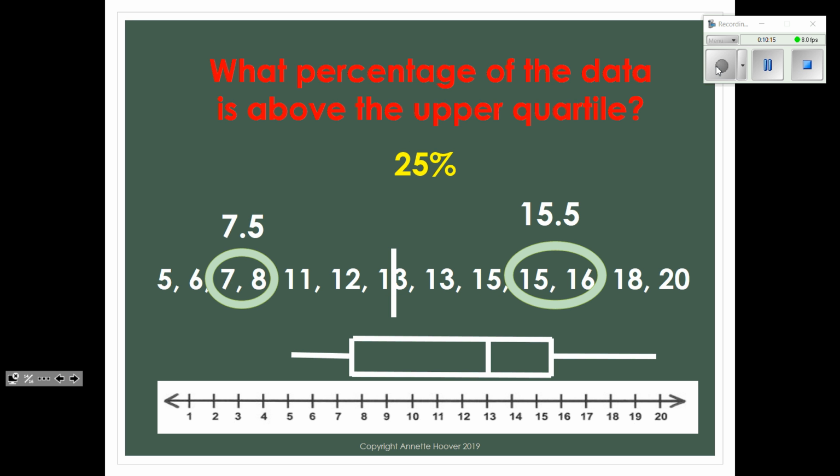What percent of the data is above the upper quartile? Now remember, this is the important thing. This is divided into quartiles. So 25% of the data is in this region, in the first quartile. 25% of the data is in the second quartile. 25% is here, and 25% is here. So when it asks what percent of the data is above the upper quartile, this is the upper quartile. What's above it? 25%, because it breaks it all into 25% bits.